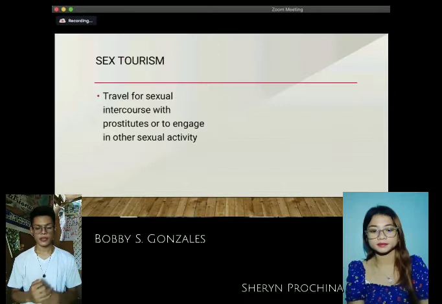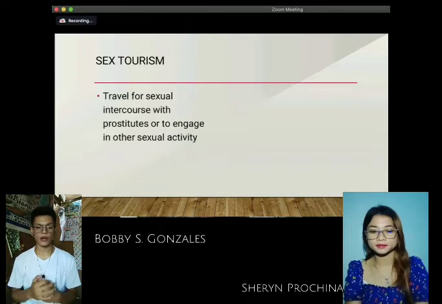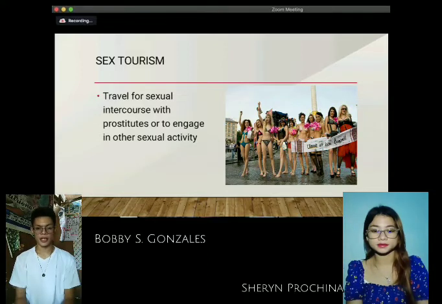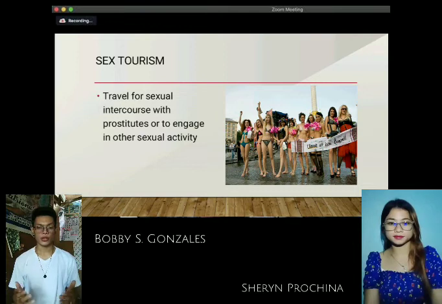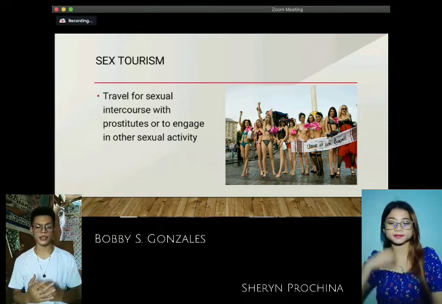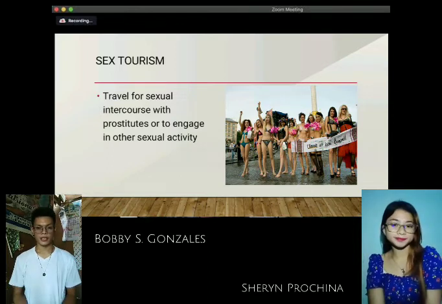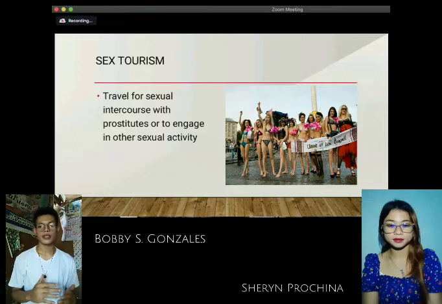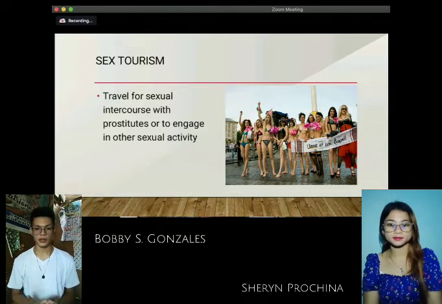Next is sex tourism. Sex tourism involves travel to a particular destination to pursue sexual services. Sex tourism is usually associated with prostitution, although the sex tourism industry also encompasses the search for male brides, sex shows, and sex slavery. Sex tourism is illegal in many countries.